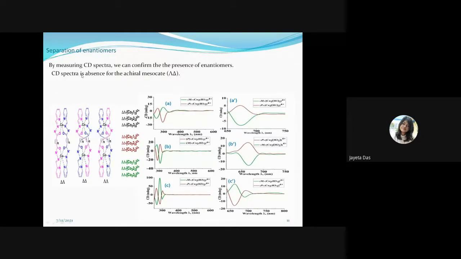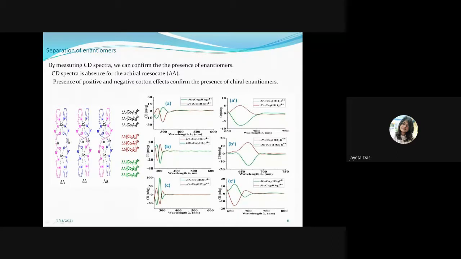So that CD spectra is absent for the achiral mesocates. But they are present in the case of the enantiomers, meaning the second and the third extract which we found from that column chromatography method. In that case we can find them. So how can we find them? There will be a positive and a negative Cotton effect.